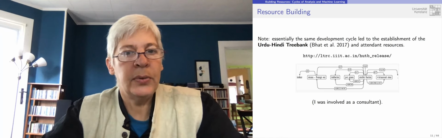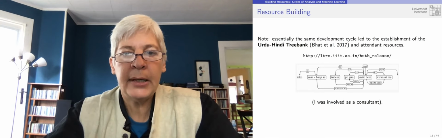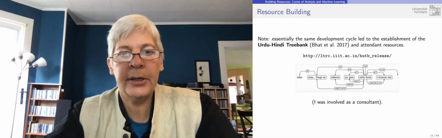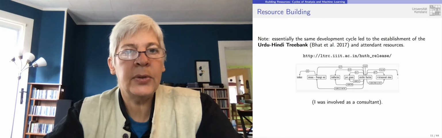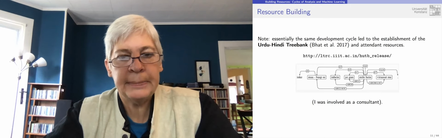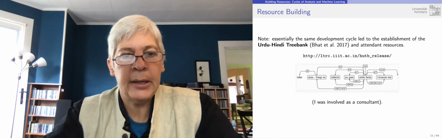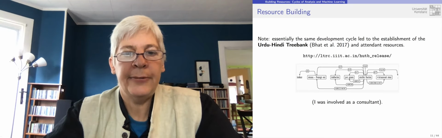And I just wanted to give a note that essentially the same development cycle has led to the establishment of the Urdu-Hindi Tree Bank, which is published in that paper in 2017. And they made a lot of attendant resources, morphological parser, syntactic parser, etc. So I've given you a website there. I was involved as a consultant in this project, and it was exactly as I talked about with the Urdu collaboration. Linguists were brought together with computational linguists and computer scientists, and they ended up making a very, very useful tree bank after a period of language analysis and fighting about how to do things.